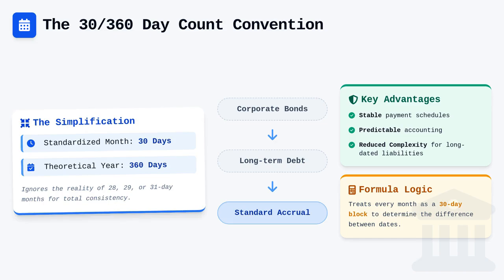When calculating interest, the formula requires you to take the difference between the dates while treating every month as a 30-day block. This method drastically reduces the complexity of interest calculations for bonds that might otherwise have varying accrual periods due to their maturity dates.